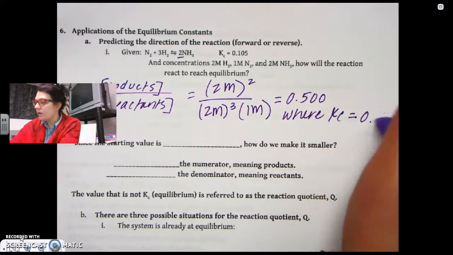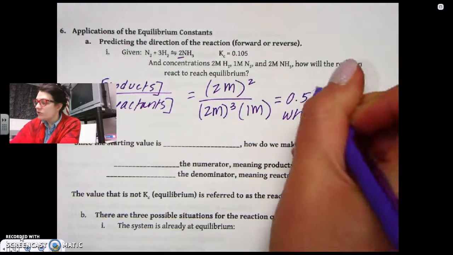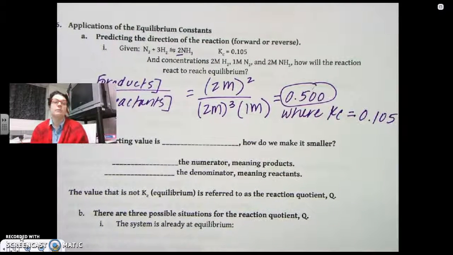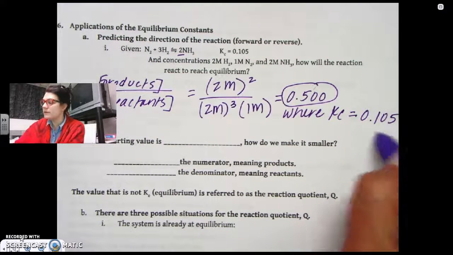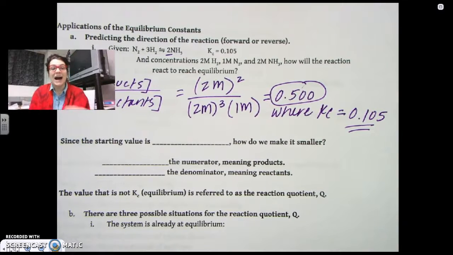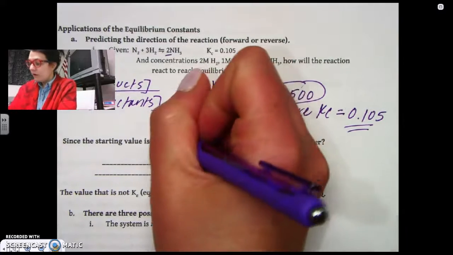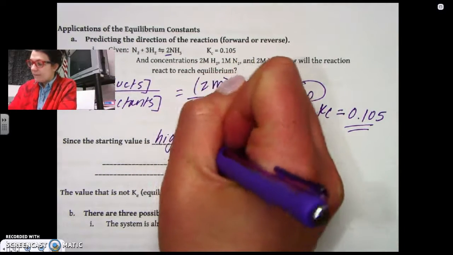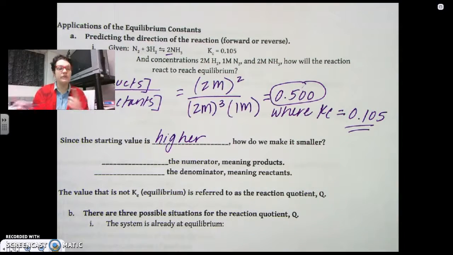However, Kc is 0.105. So this number right here is telling me that I'm not at equilibrium. Because if I was at equilibrium, the number should be 0.105. So since the starting value is higher than our Kc, how can we shift the reaction to make it smaller down to 0.105?